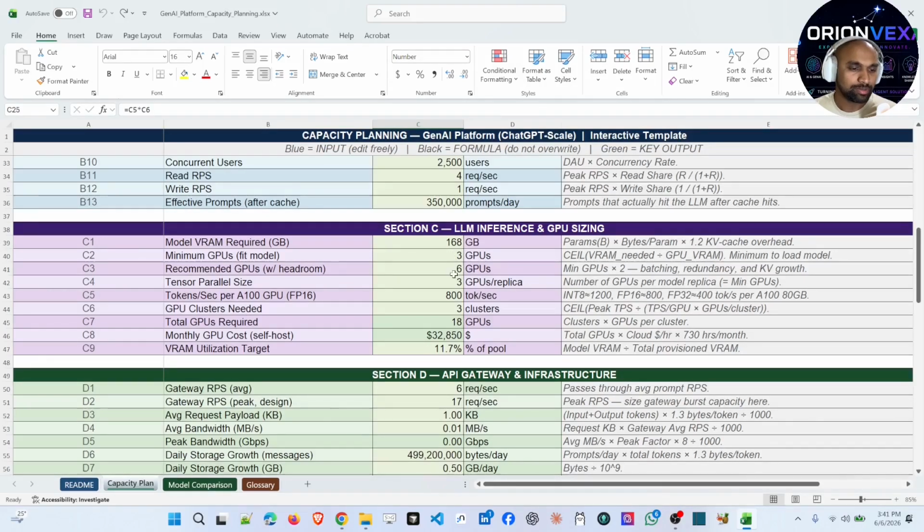Recommended GPUs with headroom is around 6, that is the minimum GPUs into 2, for batching, redundancy, and KV growth.